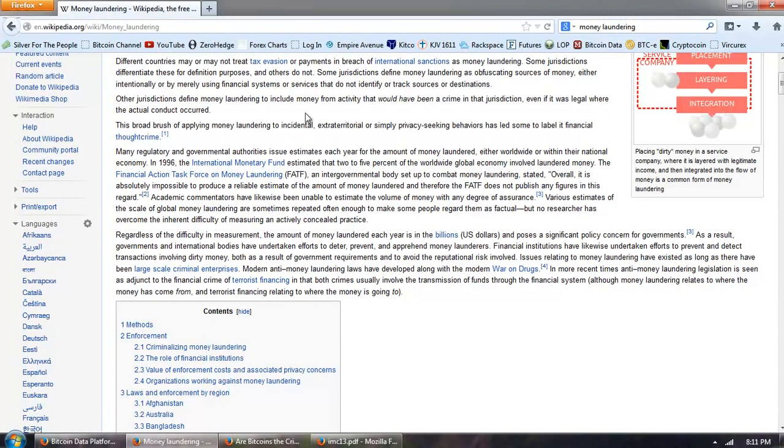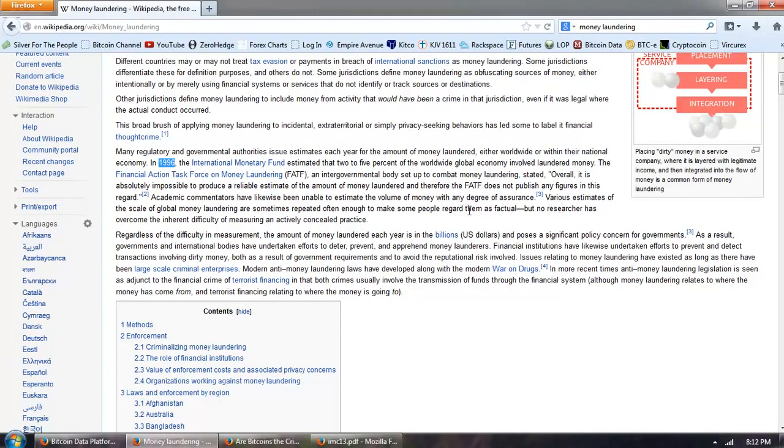Many regulatory and governmental authorities issue estimates each year for the amount of money laundered, either worldwide or within their national economy. In 1996, that's kind of interesting that the best they can get is 1996, the International Monetary Fund estimated that 2 to 5% of the worldwide global economy involved laundered money.